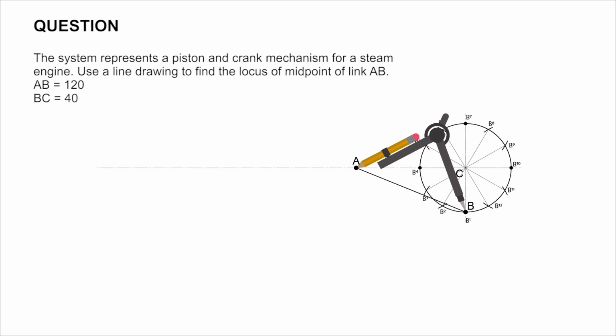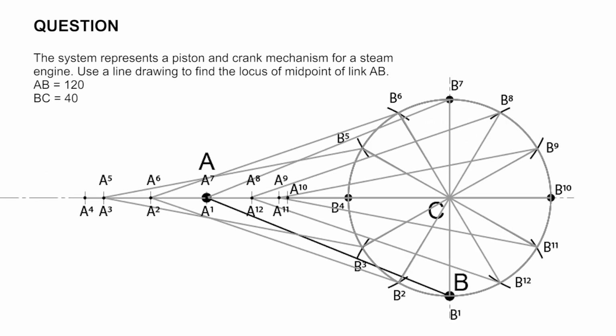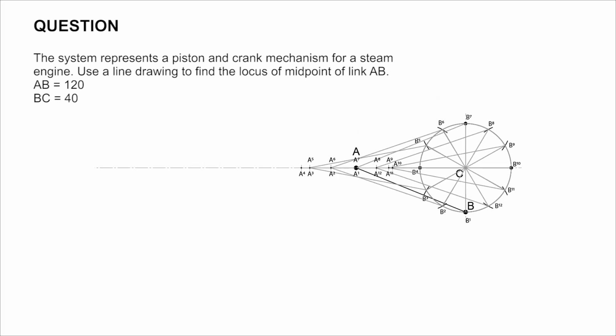This is the original placement of the link AB. The piston need not be drawn because point A will always remain on the center line. We will call the first position A1. Repeat the same procedure on the other divisions. Make sure to label your A's corresponding to their B's.